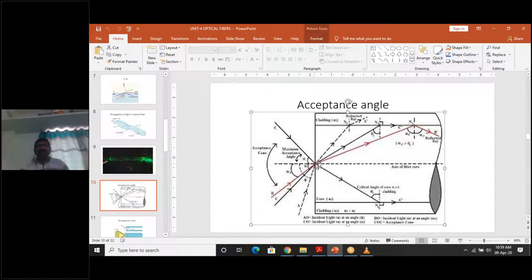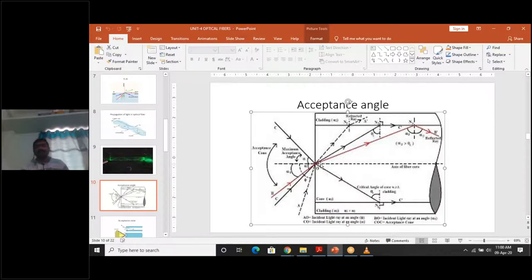As the angle of incidence decreases from this dotted line to this dark line, and this dark line to this red line, this red line has the lowest angle of incidence. So the angle of refraction is very, very high. As the angle of refraction is very high, this light ray touches this core-cladding interface at this point with an angle of incidence greater than the critical angle.